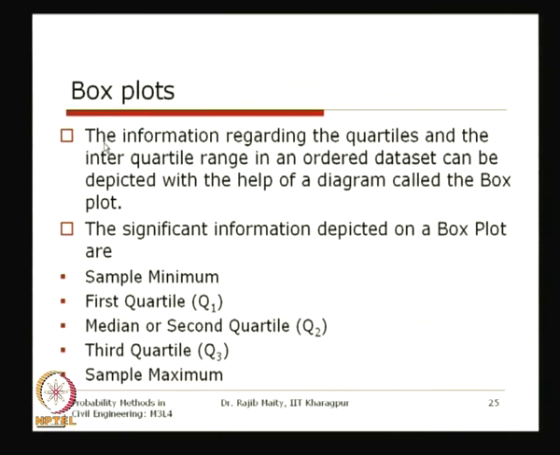The information regarding the quartiles and the interquartile range in an ordered data set can be depicted with the help of a diagram called the box plot. The significant information depicted on a box plot are the sample minimum, first quartile, median or second quartile, third quartile, and sample maximum. So these five points are essential before we prepare a box plot.